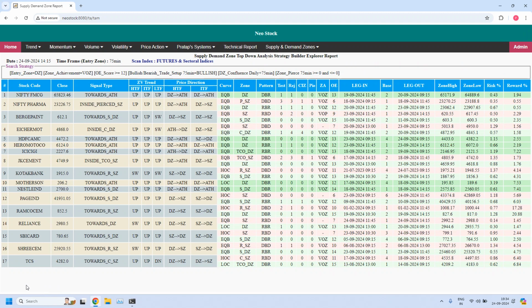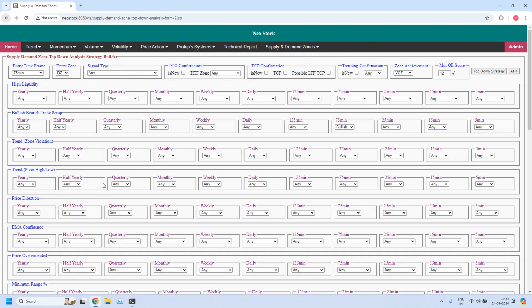17 stocks are filtered. All these 17 stocks are supporting bullish trade setup for weekly income trade, and also the 75 minute zone is in confluence with daily zone, and the daily trend is uptrend. If any of these daily zones are having daily EMA confluence, it is a high probability setup, because the 75 minute zone is part of the daily zone, the daily trend is uptrend and it is having EMA confluence. It's a high probability setup. So in the EMA confluence daily time frame, I am selecting daily demand zone with daily EMA confluence.